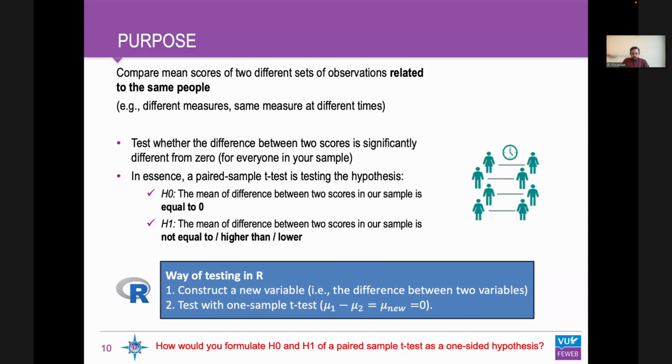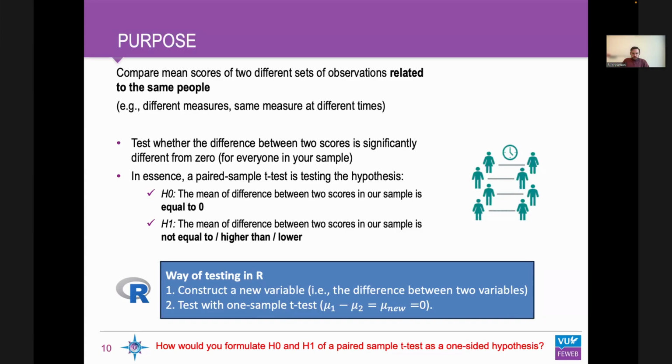Yes, equal to or less than. I see one. And yes, it's indeed equal to or less than. As we talked about last time, the hypotheses are mutually exclusive, meaning that if the alternative hypothesis is higher than, then H0 has to be equal to or less than. And remember that H0 is the hypothesis that always includes 0 or equality.